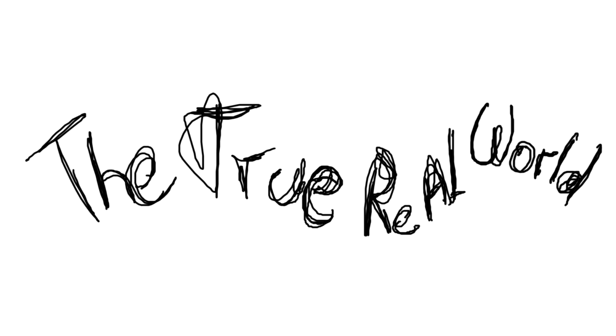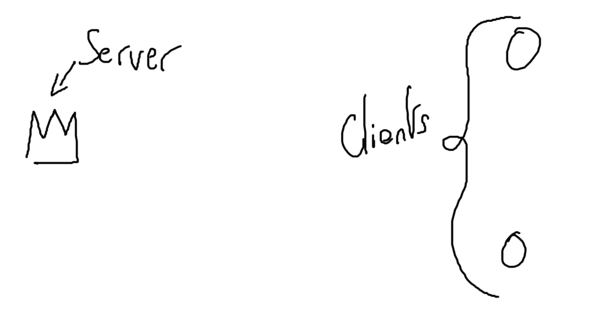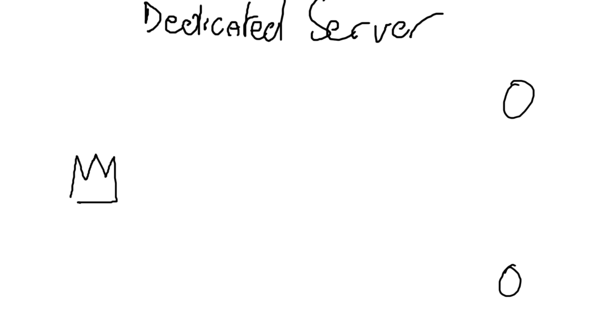So, see who's back, the true real world, yay! In our true real world, what do we need? We need 3 peers. One a server, and the 2 others clients. Basically it means that we have a dedicated server case.